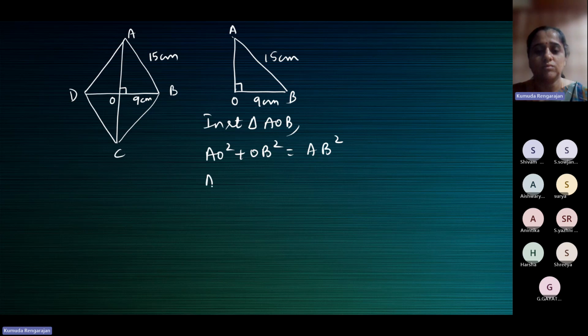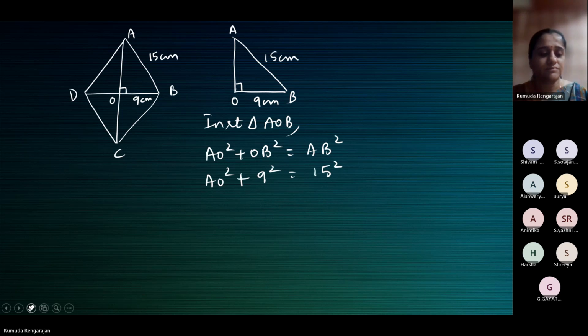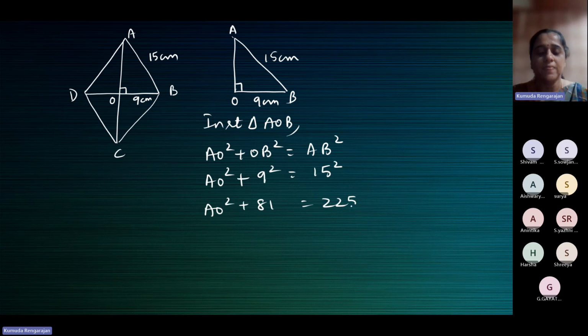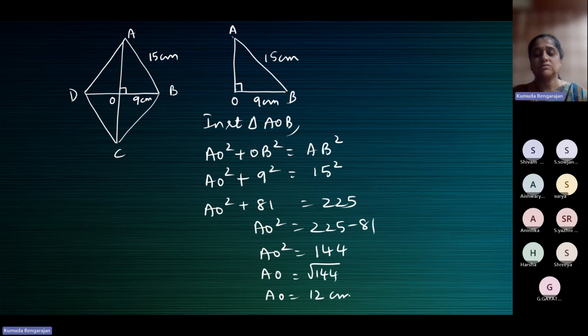AO square we don't know. That's what we want to find. OB is 9, so AO square plus 9 square is equal to 15 square. 15 square is 225 and 9 square is 81. So AO square plus 81 is equal to 225. AO square is equal to 225 minus 81, which is 144. AO is equal to the square root of 144. AO is equal to 12 centimeters.